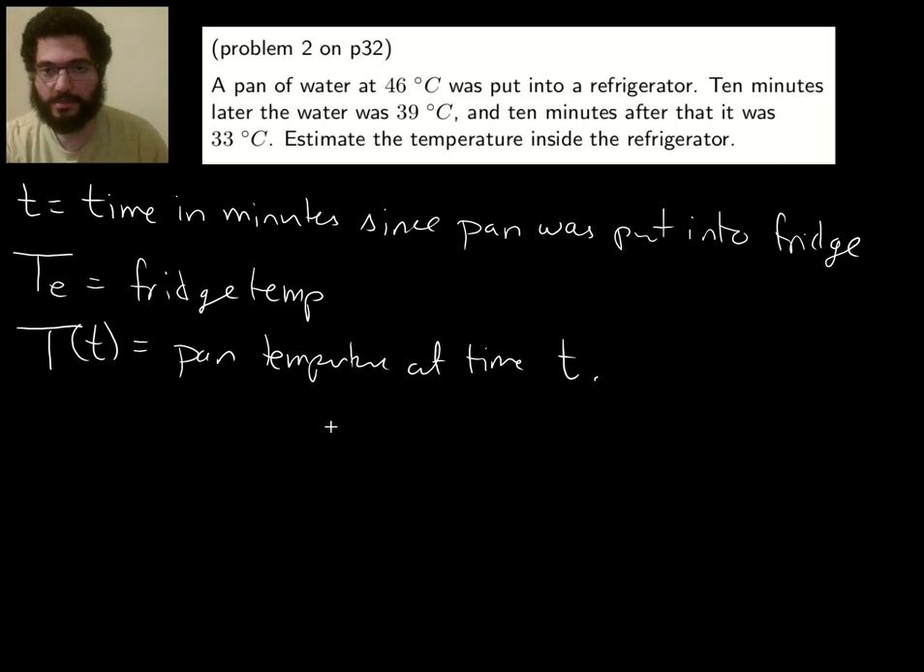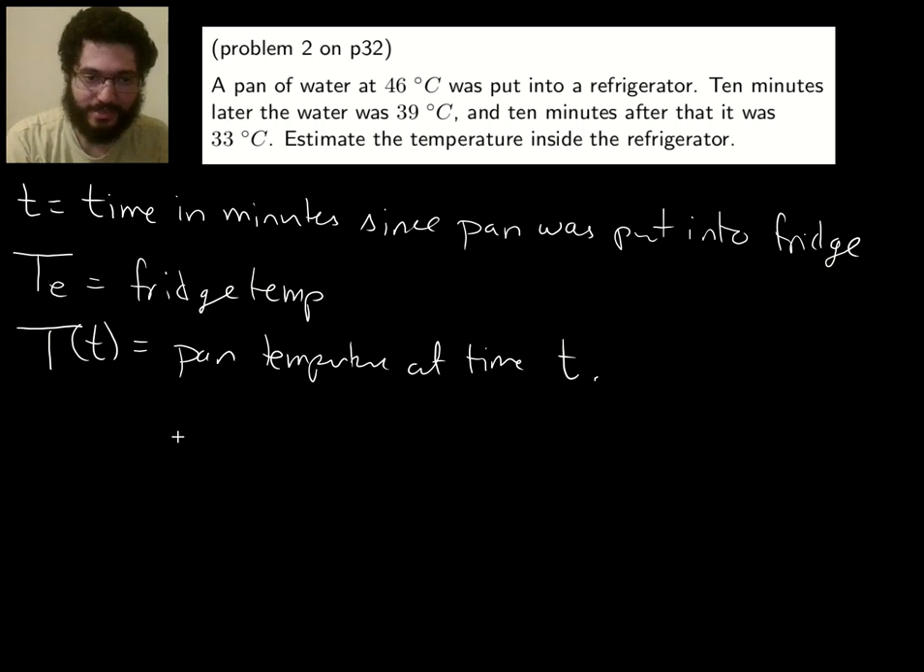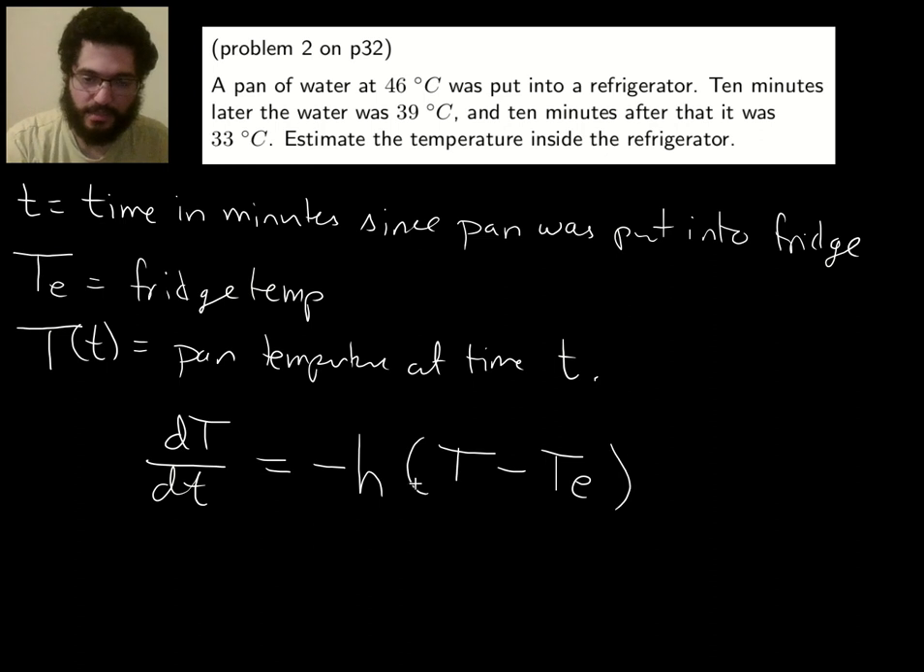But this time I'm not going to rely on the solution to the differential equation. I'm going to rely on the original differential equation. So I'm going to use Newton's law of cooling itself. Rate of change of the temperature of the pan equals minus this positive constant times the difference between the pan temperature and the fridge temperature. And the goal is to get the fridge temperature.